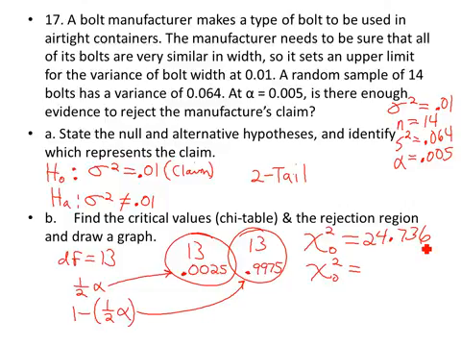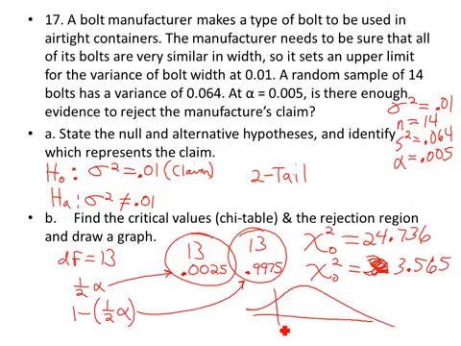And what's this one give us? Look for 13 and 0.9975. 3.565. Draw your little graph. And that's a horrible looking chi graph. We're here, shaded region, what's this number gonna be? 3.565. What's this number gonna be? 24.736.